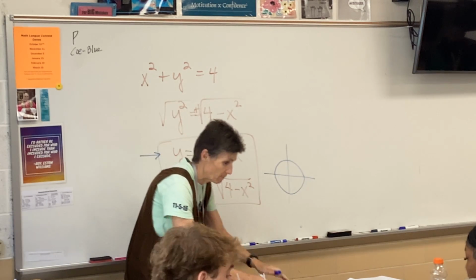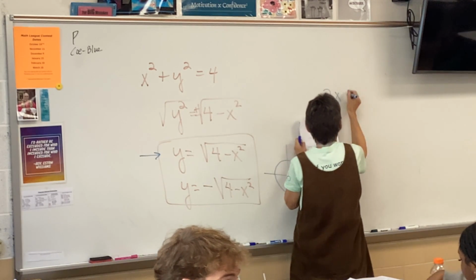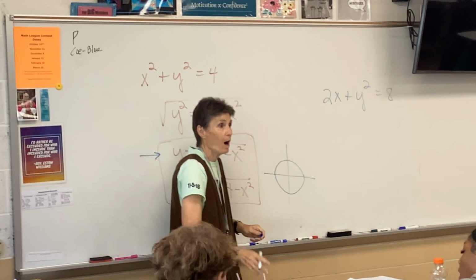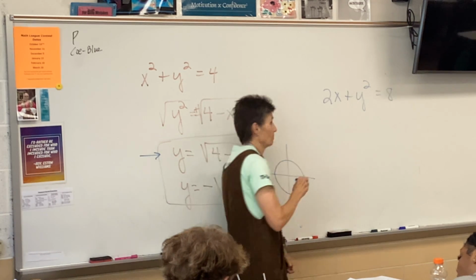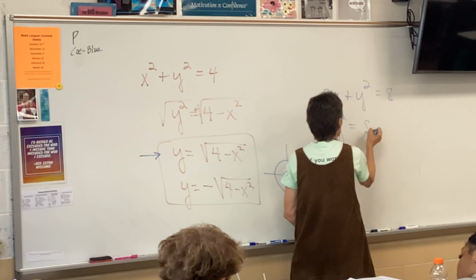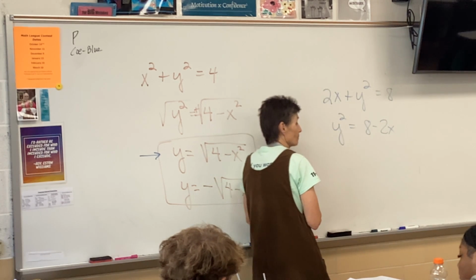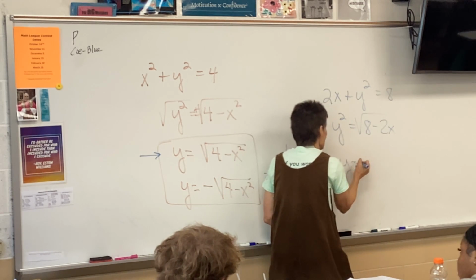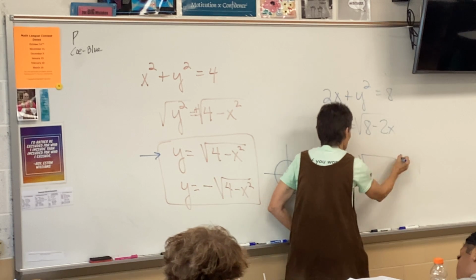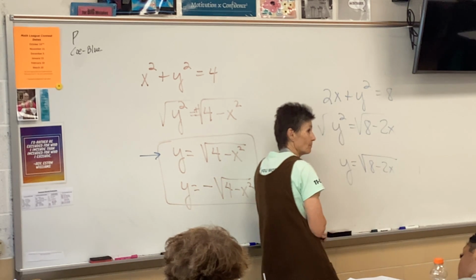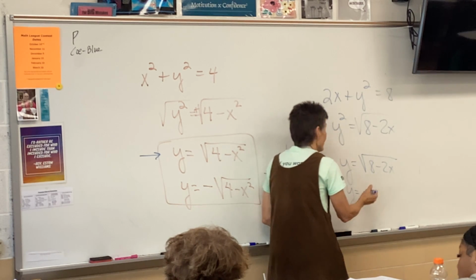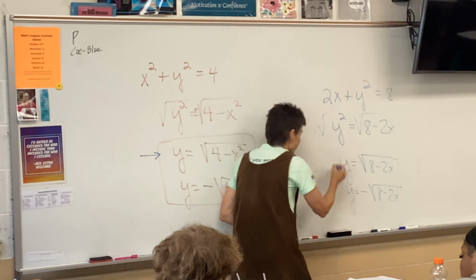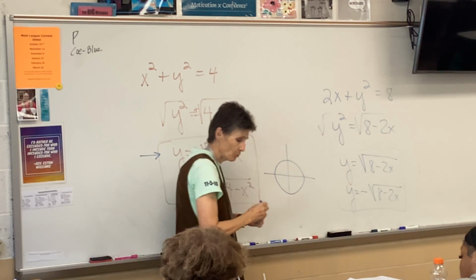All right, so let's look at the next one. We're going to solve for y. So what's the first thing we're going to do? Well, yeah. We're going to move the 2x over, and then we're going to square root. So what are we going to write down in the answer blank? y equals square root 8 minus 2x, or y equals negative square root 8 minus 2x. These are the implicit functions.